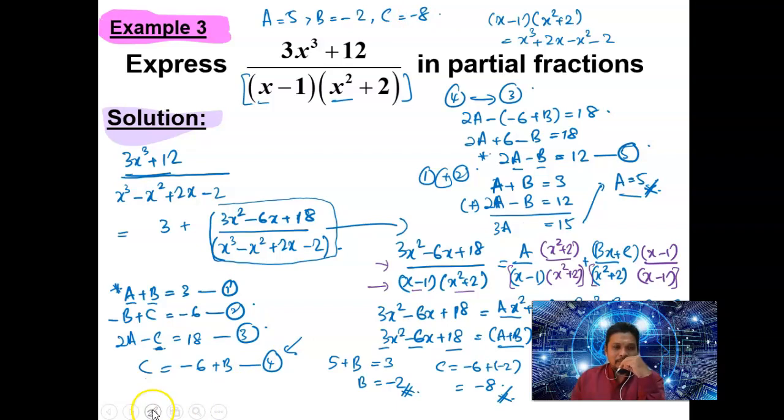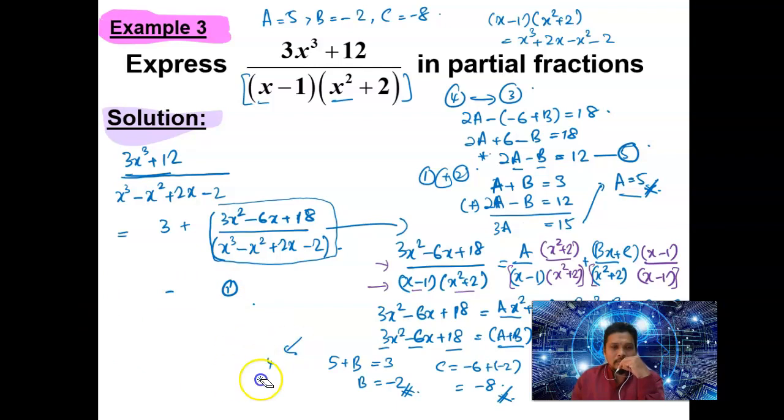Okay, so now look at this. From improper fraction, we use the long division to form this polynomial with a proper fraction. And from proper fraction, then we form into a partial fraction. So now it's time for us to substitute the value of a, b, and c into this partial fraction.